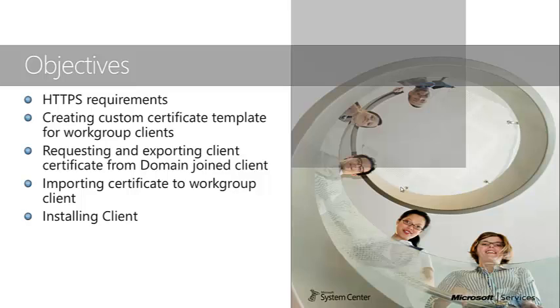The objective of this presentation is to understand the requirements to enable HTTPS, and creating a custom certificate template for workgroup clients. How do we create a certificate template which is required for workgroup clients? And then requesting and exporting the client certificate, the certificate for workgroup, from a domain join client. Which means we will request the certificate on a domain join client, export it, and take it to the workgroup client. Then we'll import this same cert on the workgroup client. Once the import completes, we can go ahead and install the client. So that's what we're going to cover here.